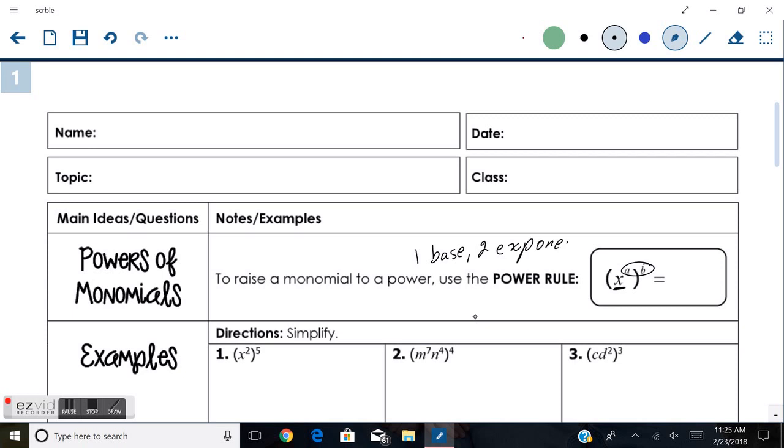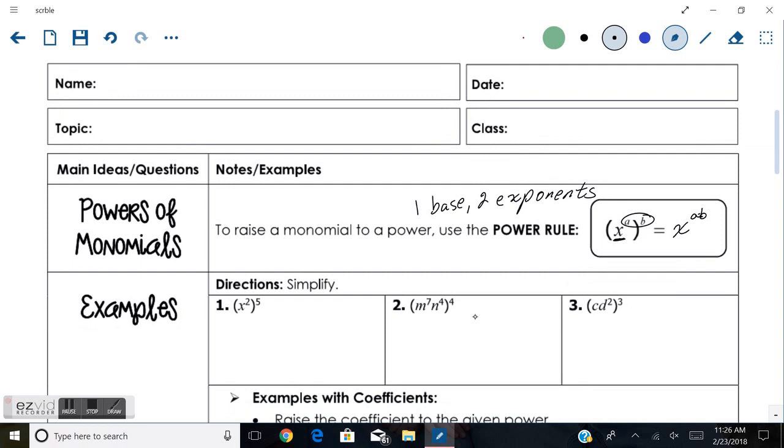That's when you're going to use the exponent rule, and what that equals is x to the a times b power. You're multiplying those two exponents together. So when you see x to the second, to the fifth, you have 1 base, 2 exponents. So that is the same as x to the 2 times 5, or x to the 10th.